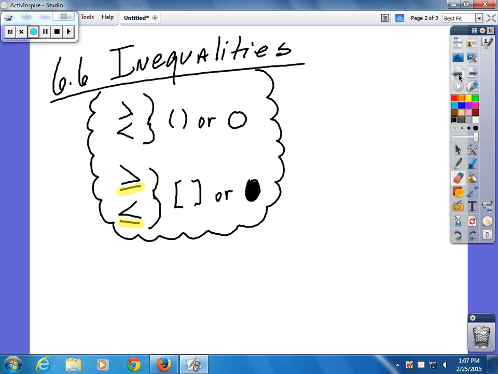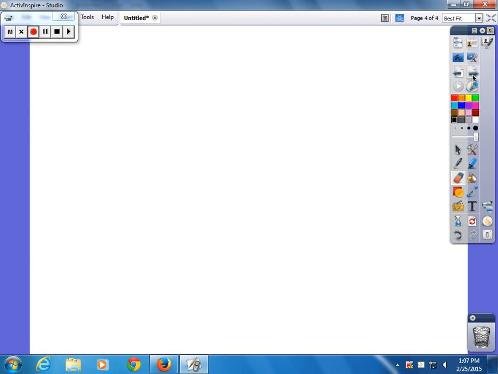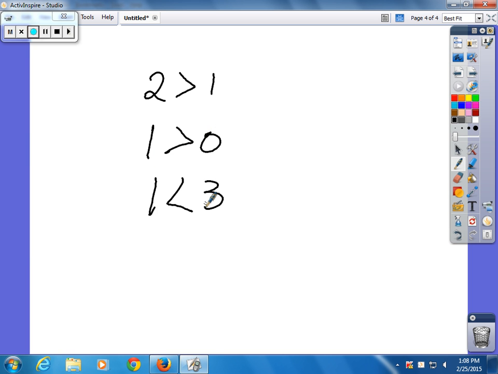I could easily say this. 2 is greater than 1. I could say 1 is greater than 0. I could say 1 is less than 3. You see what I'm saying? Or I could say 3 is what? Greater than 1. If somebody tells you that one goes one way and the other goes the other way, they're crazy, because you don't know what's going to be on each side. I can say 3 is greater than 1, or I can say 1 is less than 3.